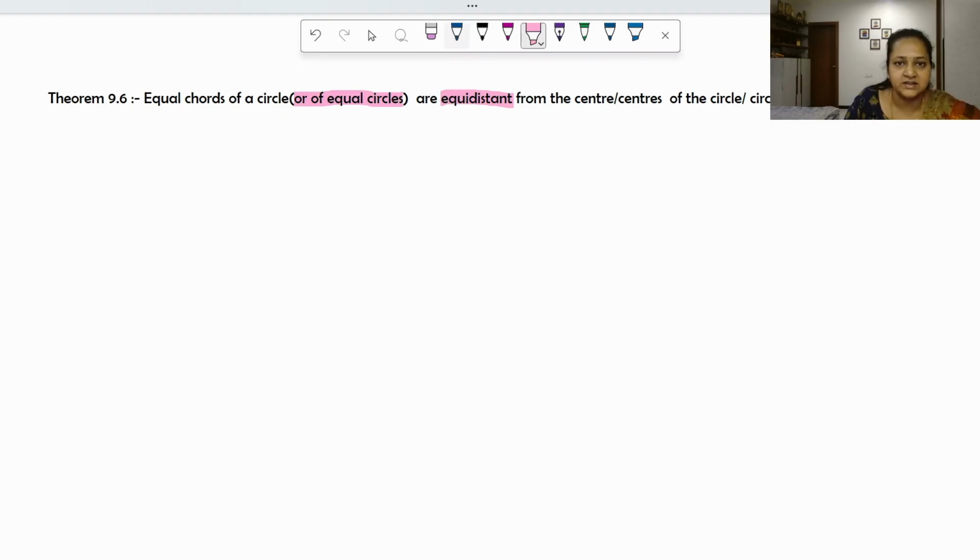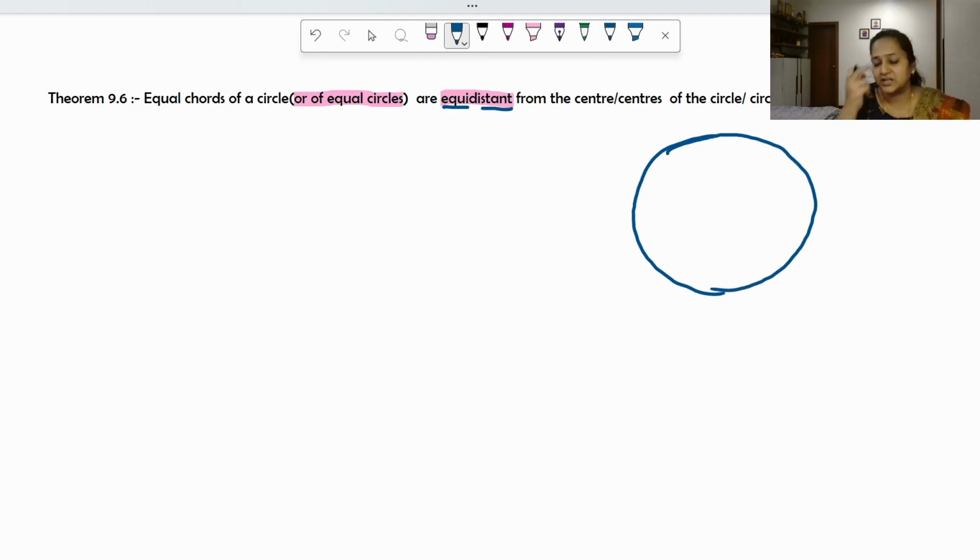Now, first understand what are equal circles. When are 2 circles said to be equal? When their radii are equal. If their radii are equal, then we say the 2 circles are equal, because to measure a circle, there is only one dimension, which is the radius, right? Now, equidistant. What is equidistant? Equidistance is nothing but equal distance. It is true when you're taking the chords in the same circle, or you're taking chords in 2 different circles but which are equal.